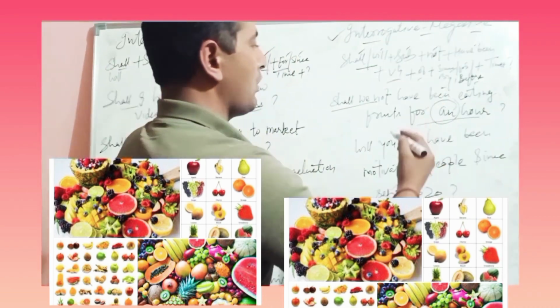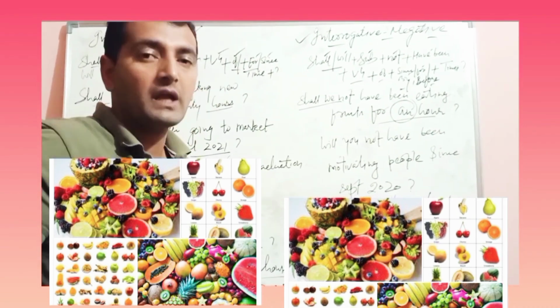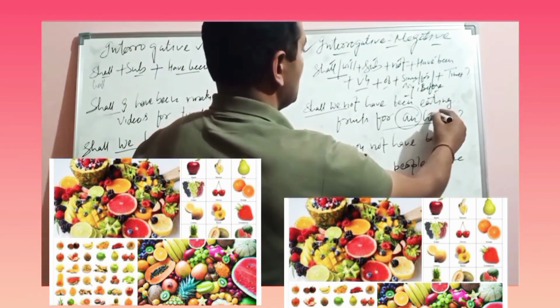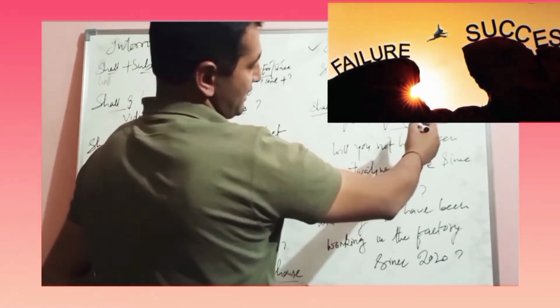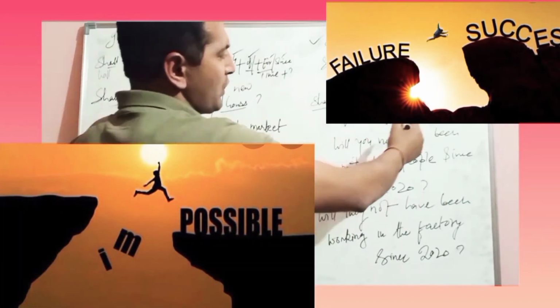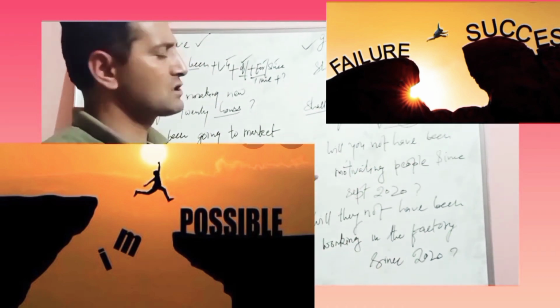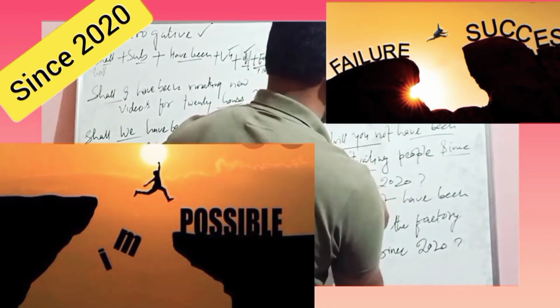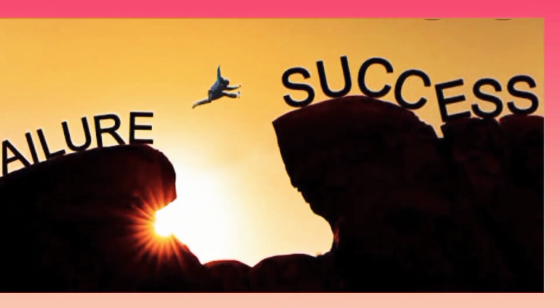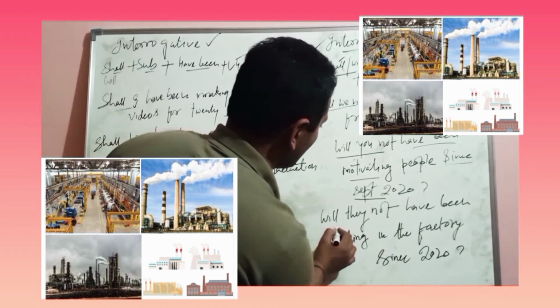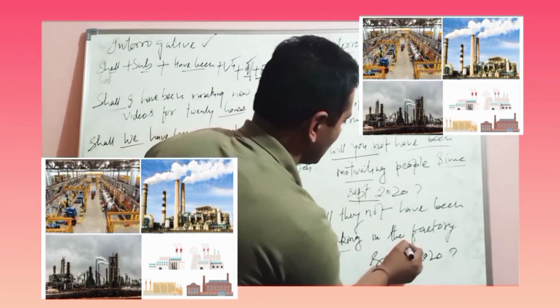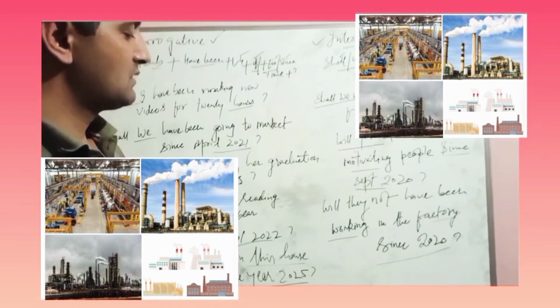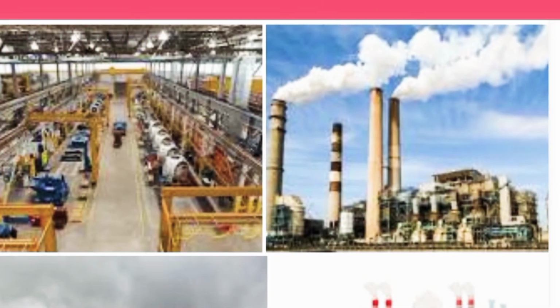Don't get confused with this word. This is an. An is one and one is an. Because here the h is silent, that's why I used an here. I can write one also, there's no problem with this. Okay, will you not have been motivating people since September 2020? Will they not have been working in the factory since 2020?